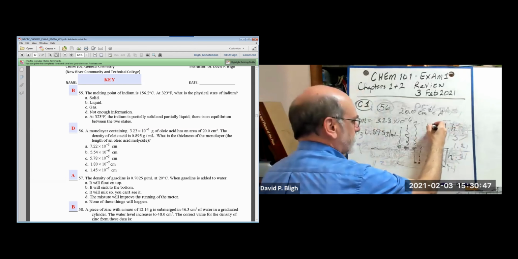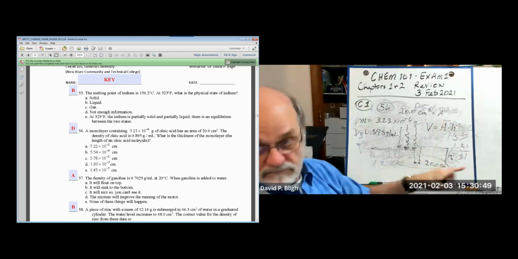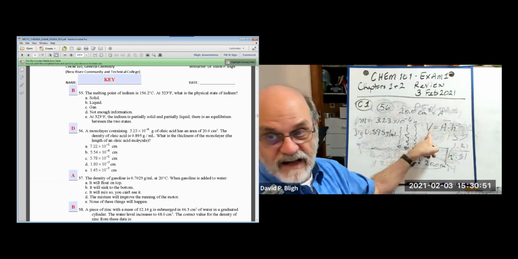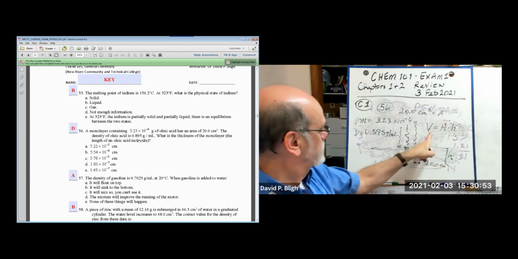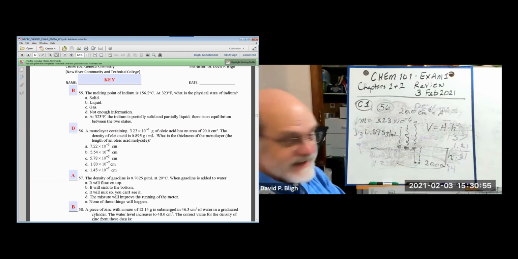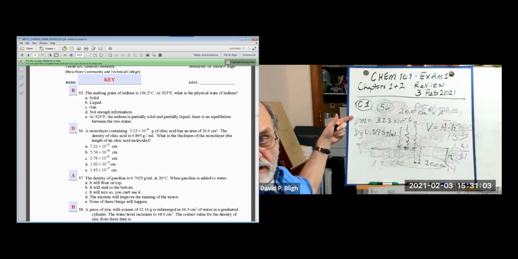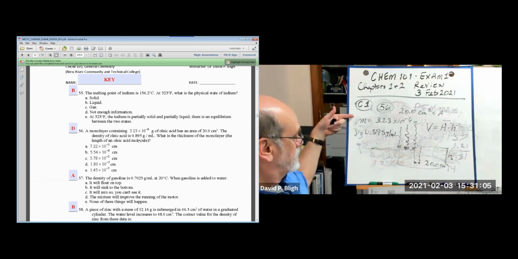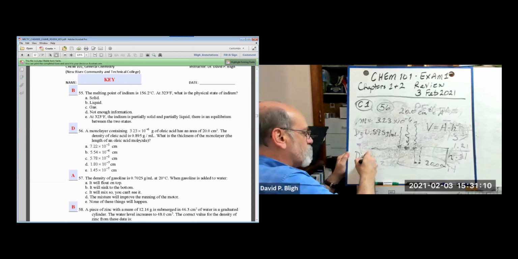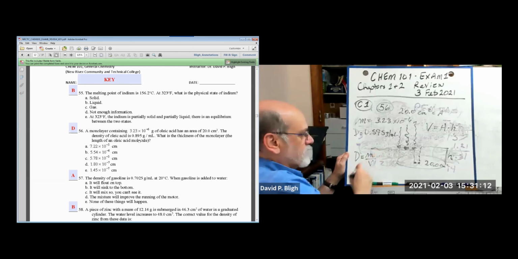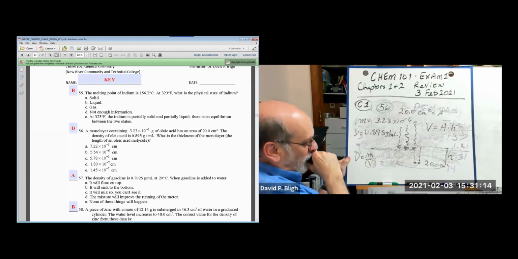Okay. We know the area, we got the area. How about the volume? Do we know what the volume is? Not yet. We know the mass that's contained in that monolayer, and we know the density. So what do we know about density? Density equals mass divided by volume. There's our volume right there.